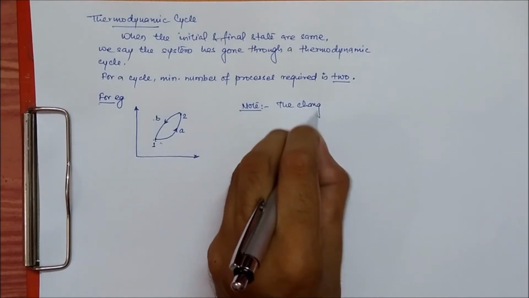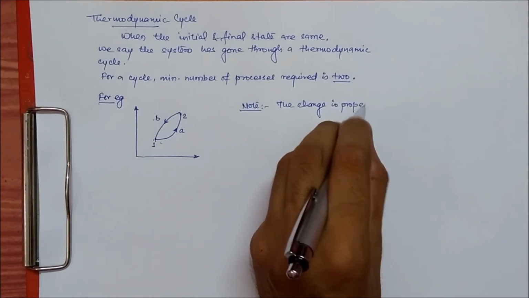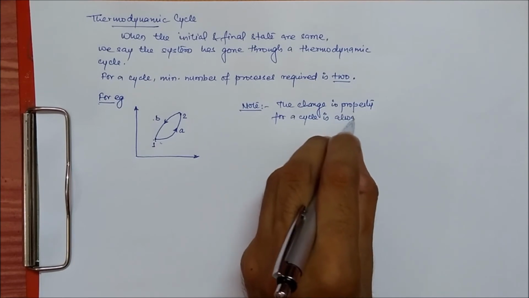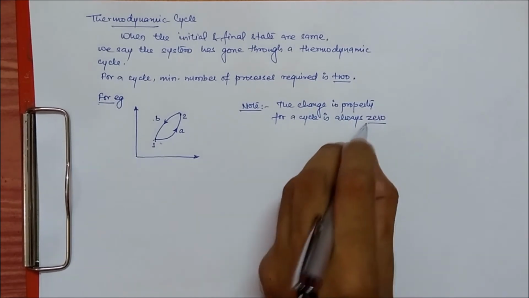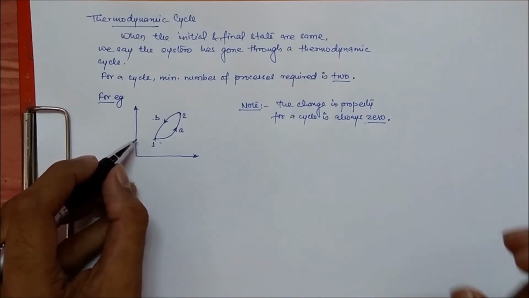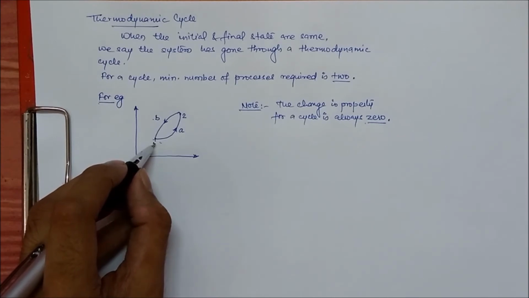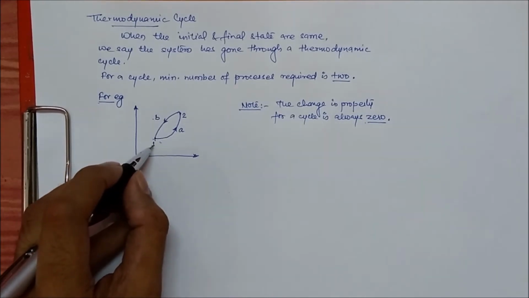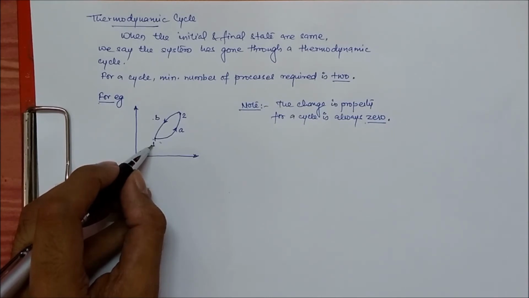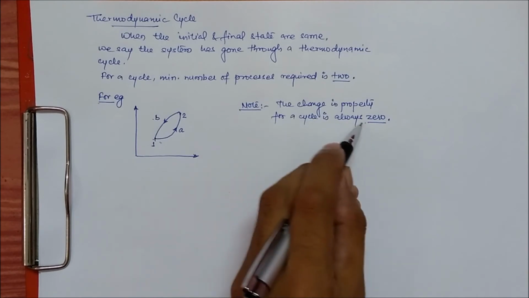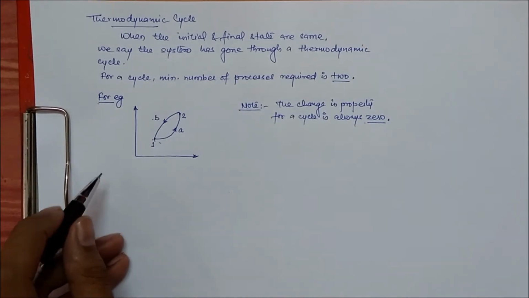Note, the change in property for a cycle is always 0. How is it always 0? Because as we have discussed, property is a state function, meaning for a particular state the properties are fixed, and a thermodynamic cycle is when the initial and final state are the same, so there is no change in the property. So we can say that the change in property for a cycle is always 0.